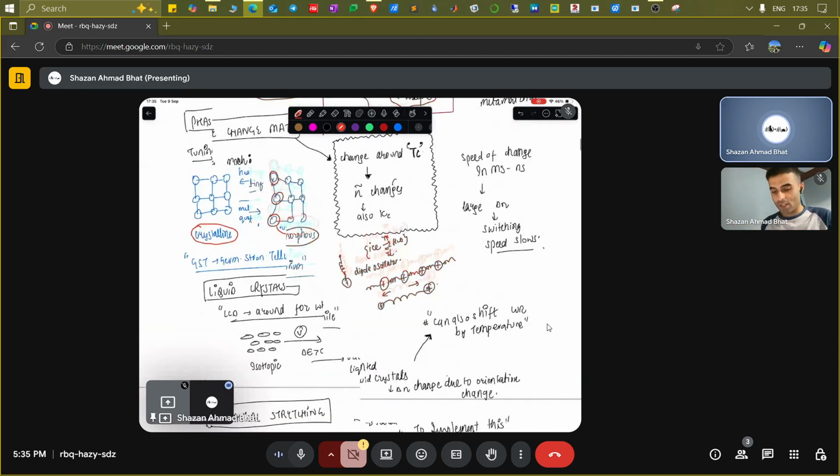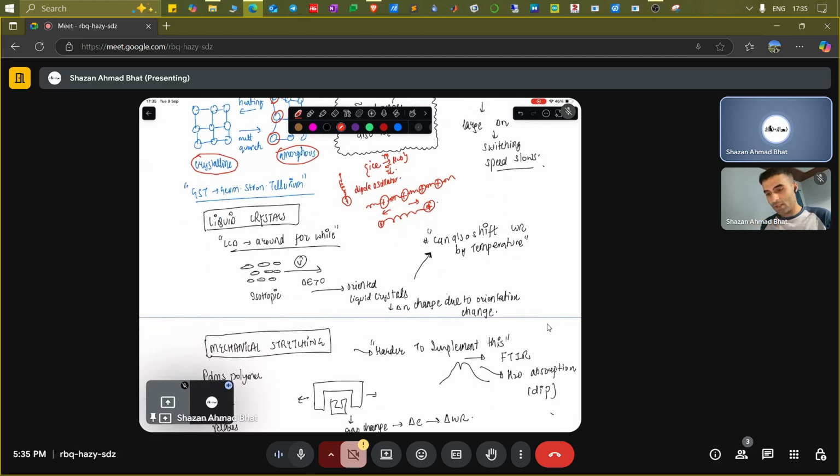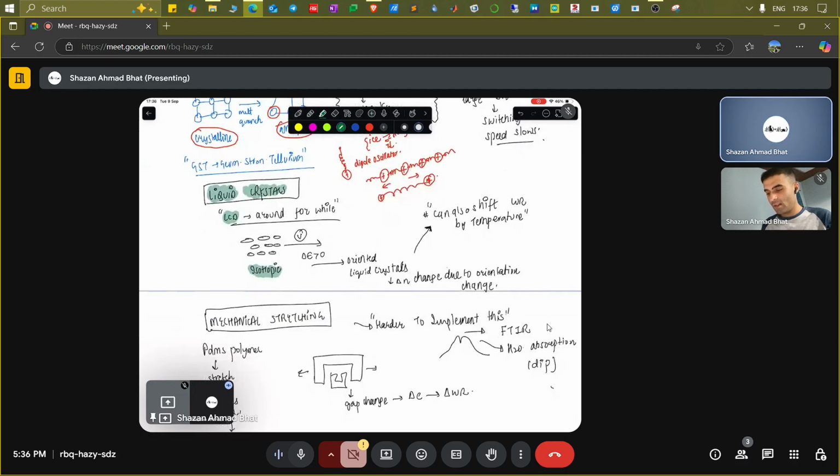Another thing is liquid crystals. These have been around for a while. You might have heard about liquid crystal displays. They are also based on systems where, if you have an isotropic arrangement, you can apply a certain voltage, or you can even apply temperature, and that can be shifted.